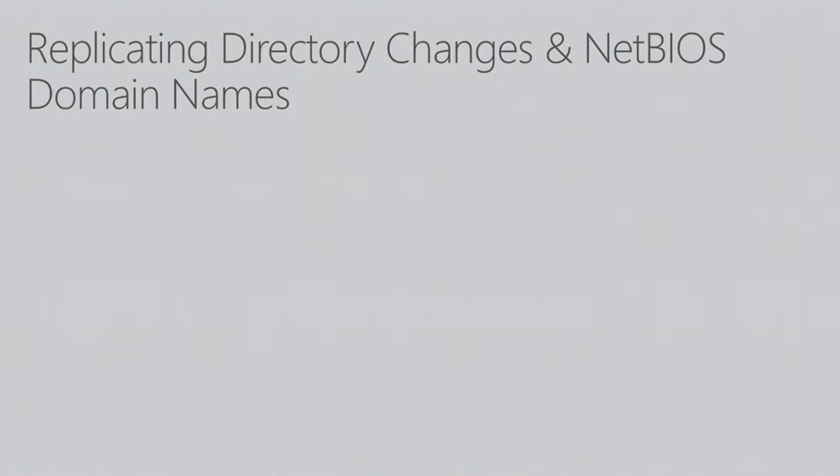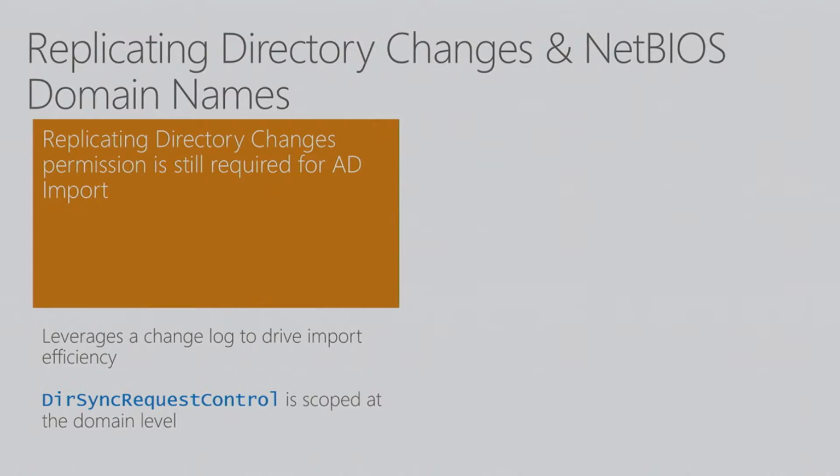But we still need our replicating directory changes and the NetBIOS domain name configuration when we're working with this. The DIR sync, as hopefully everybody now is aware, is merely the permission to be able to use a change log. So instead of replicating everything all the time or synchronizing everything all the time, we're only doing the delta or the changes.